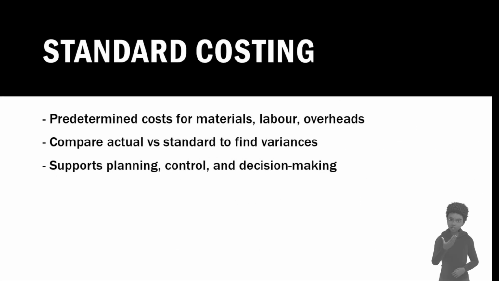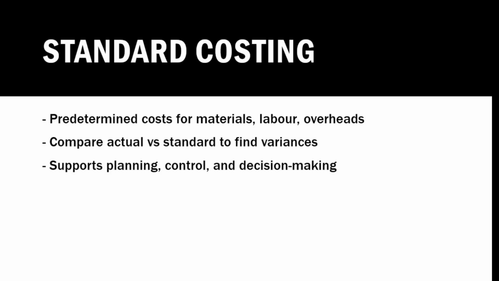Next, we revise standard costing. This is a system where costs are predetermined for materials, labor, and overheads, and then actual costs are compared against these standards to find variances. Standard costs are powerful because they set benchmarks and allow managers to investigate differences between expected and actual performance.